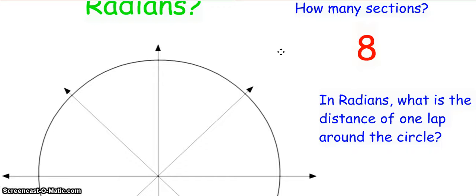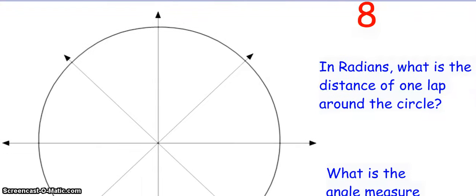Okay, so in radians, what is the distance of one lap around a circle? Or if we were to spin one time around a circle, what would that measure be in radians? Anyone? Very good, 2 pi. Excellent. You guys are spot on today.